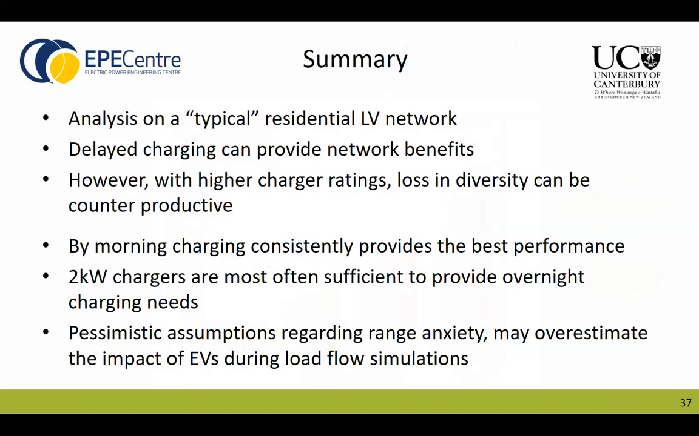So we've looked at some case studies on a typical residential network, and we've seen that whilst delayed charging often provides network benefits, when we have higher charger ratings, the loss in diversity can reduce this benefit. We have seen that the by morning strategy consistently provides the best performance, and that 2 kilowatt chargers are most often sufficient to provide overnight charging needs. Finally, pessimistic assumptions regarding range anxiety may overestimate the impact of EVs during load flow simulations.